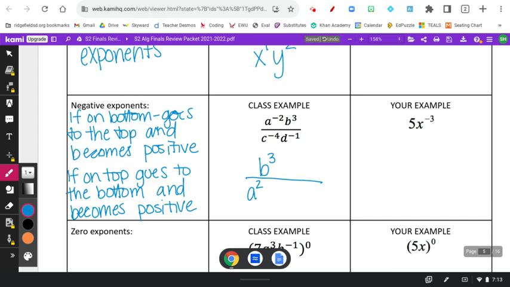Next, c to the negative 4, since it's in the denominator but negative, it means it wants to go to the top, and so we can rewrite it, and when we rewrite it, the exponent is positive. Same thing, d to the negative 1, it's on the denominator, so it wants to go to the top, and when it does, it becomes positive. And for that one, that would be your final answer.